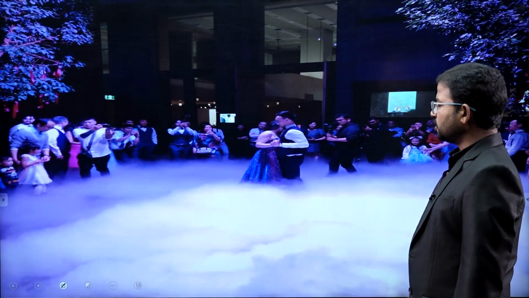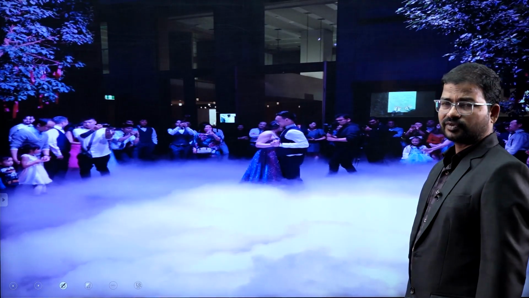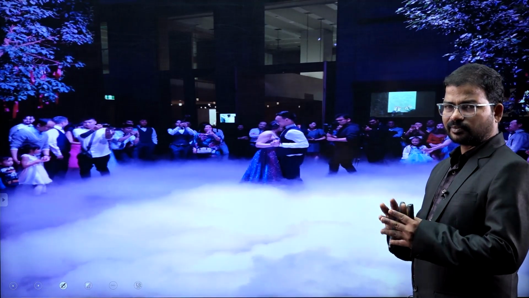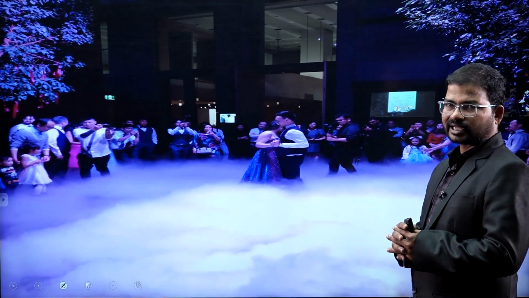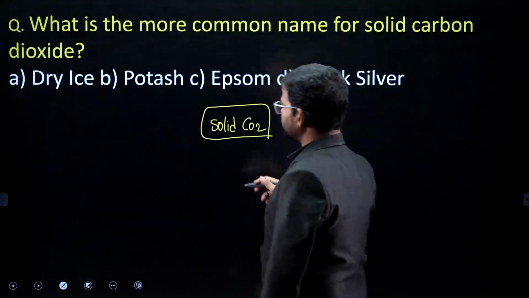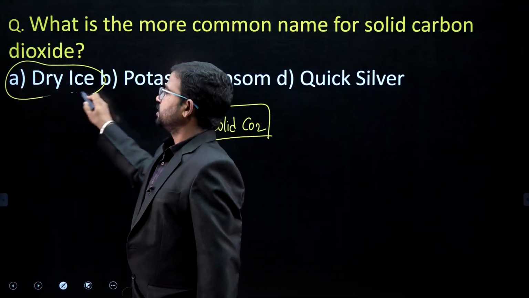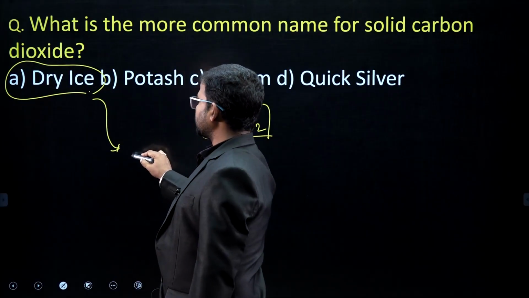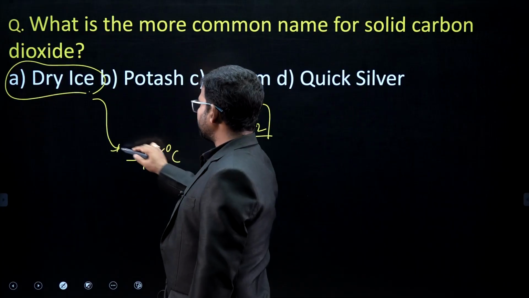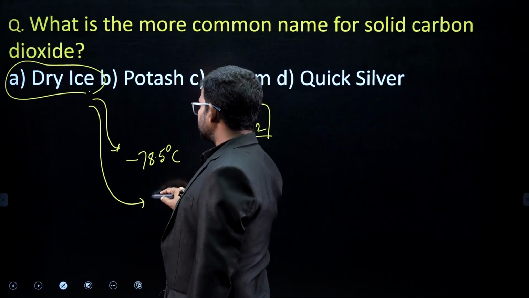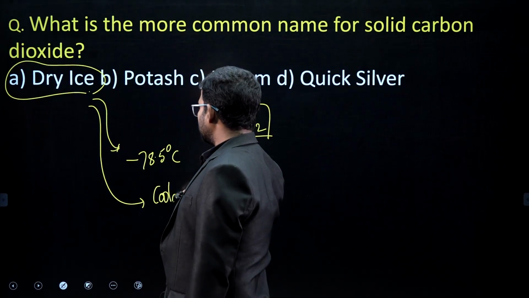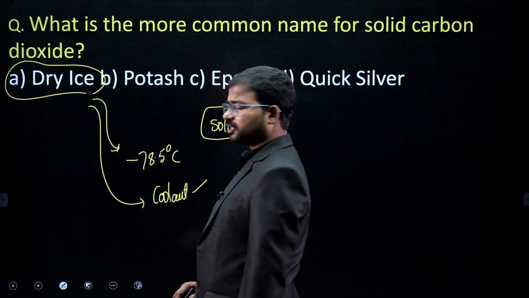So how can we get this? First we have to consider hot water, and in that we pour some amount of dry ice. Dry ice is nothing but solid CO2. The solid form of CO2 is generally called dry ice. Its boiling point is minus 78.5 degrees centigrade. It can be used as a refrigerating agent and coolant also.